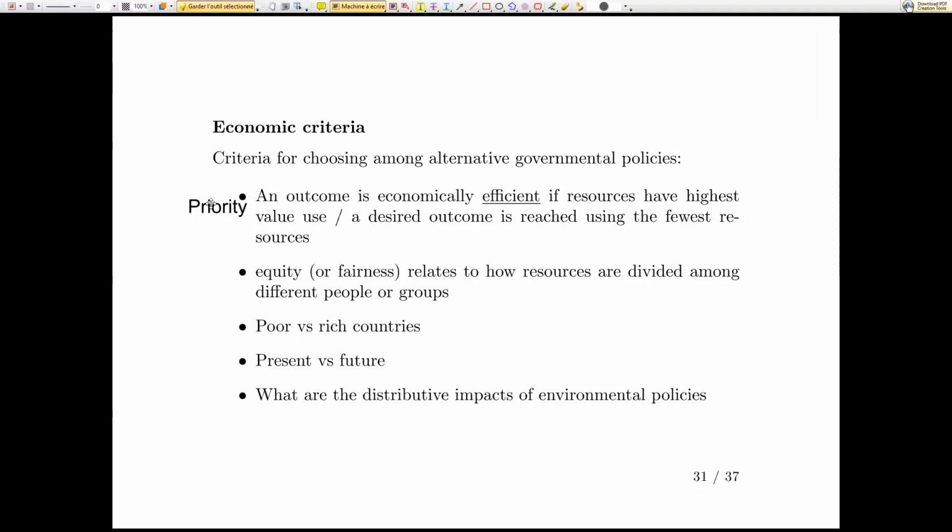Right, so this we are good at. This one is more complicated, but yeah. Poor versus rich, present versus future. Yeah, distributive impacts of environmental policies. So if you do something, then it probably has redistributive impacts.